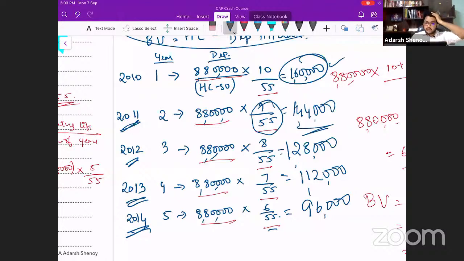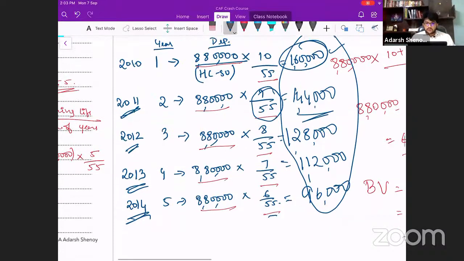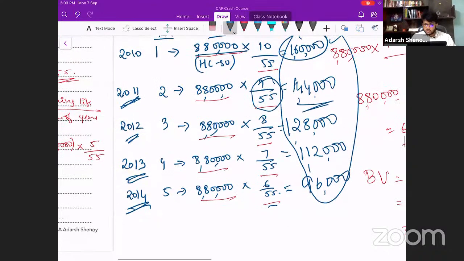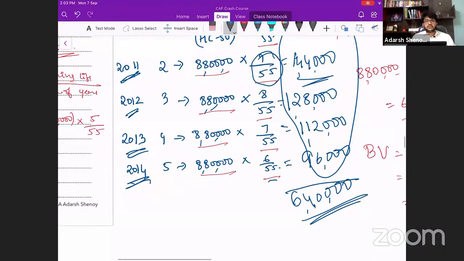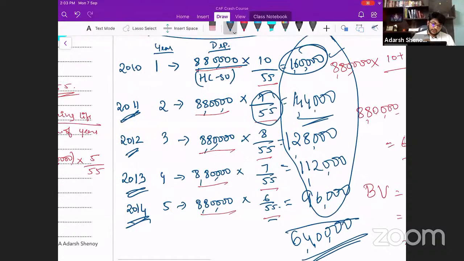So these are the depreciation amounts. Add up these five amounts and tell me the total. What is the total you get? It should be equal to 6,40,000. Say yes or no. Is the total equal to 6,40,000? Yes, sir, it is 6,40,000. So that is the total depreciation for the years 2010 up till 2014.